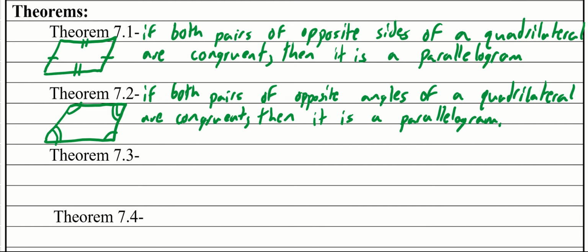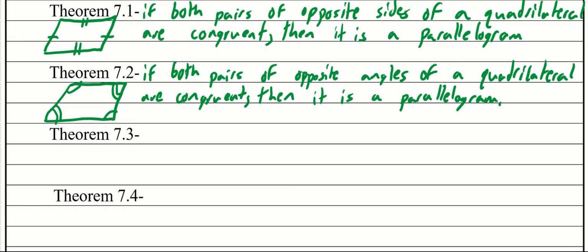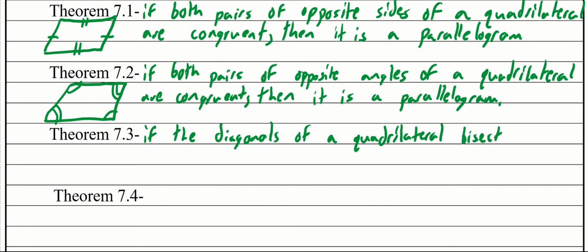All right, moving right along, we have a couple other theorems that help us out as well. Again, 7.3 comes from one of the things we talked about last class. If the diagonals of a quadrilateral bisect each other, then, same kind of idea, I can say it is a parallelogram.